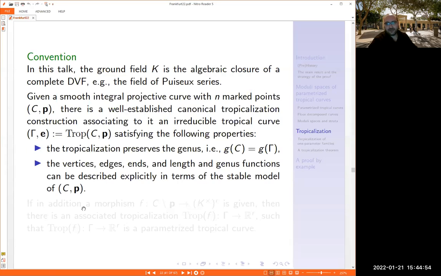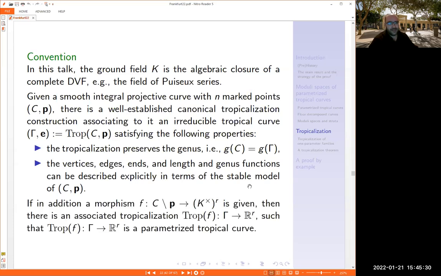First of all, the tropicalization preserves the genus, so the genus of the original curve is equal to the genus of the tropicalization. And second, everything in the tropicalization procedure can be described explicitly in terms of the stable model of our curve with marked points. I will not do it because it will take me too much time. So I hope that you're familiar with this tropicalization procedure, but if not, then just take it as a black box. It is absolutely fine. You will not need the knowledge of how this procedure works.